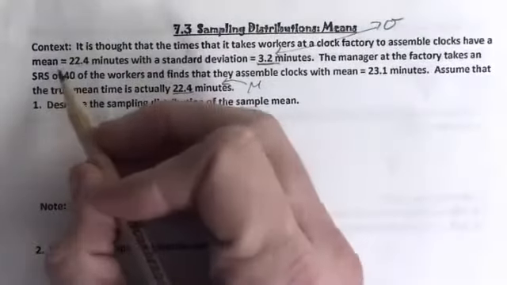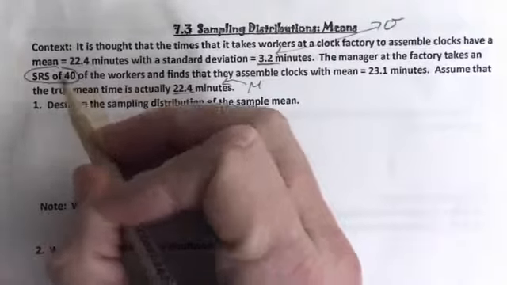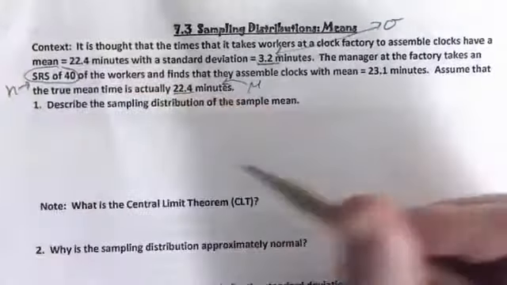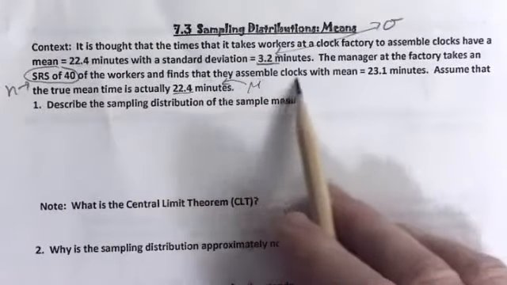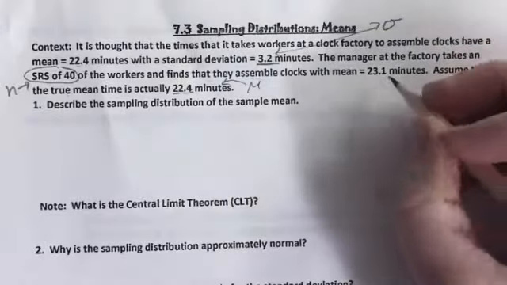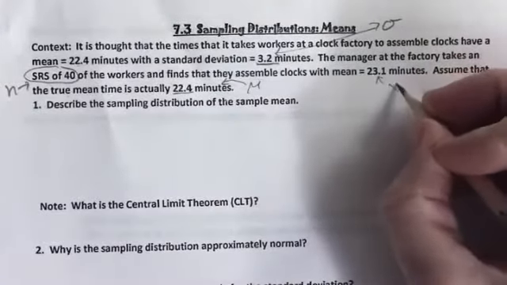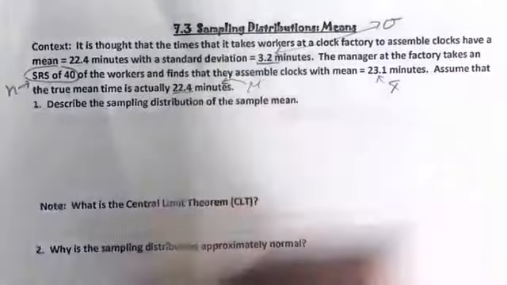Our sample value, there's our sample size of 40. That's our n, of the workers, and it finds that they assemble the clocks with a mean of 23.1. So that is our sample mean. That is our x bar. That is our estimate for the true mean.